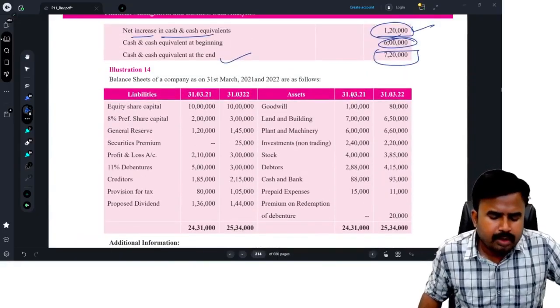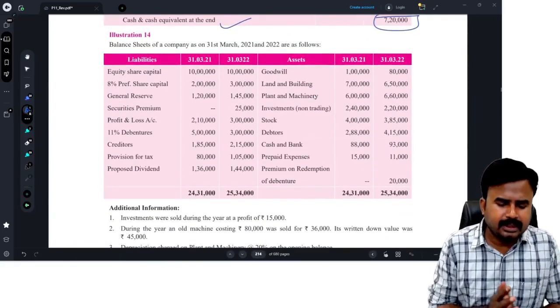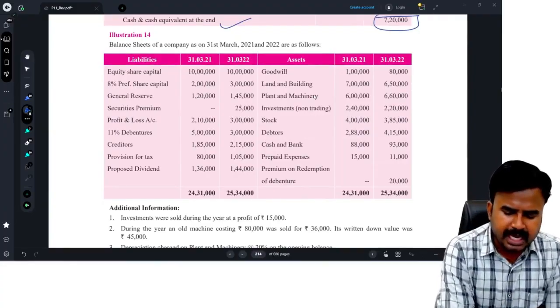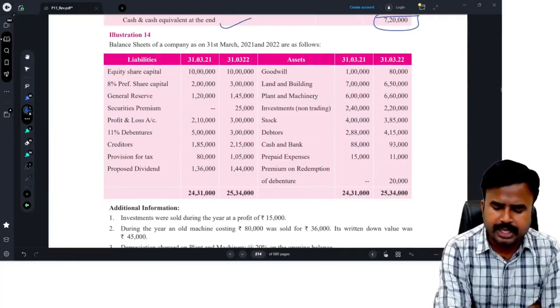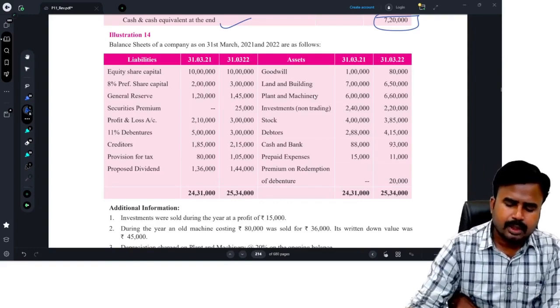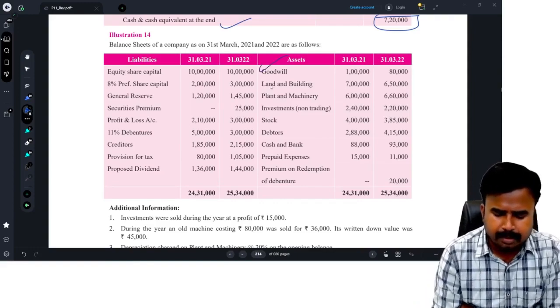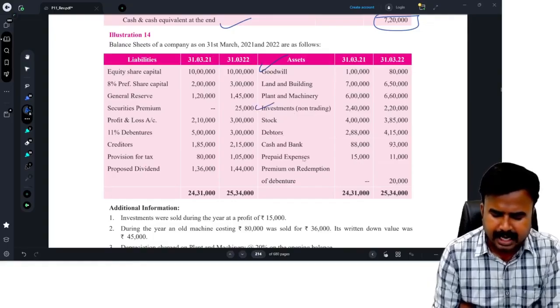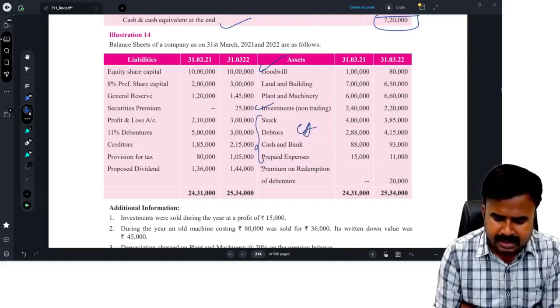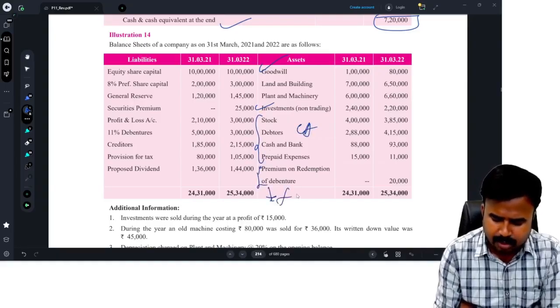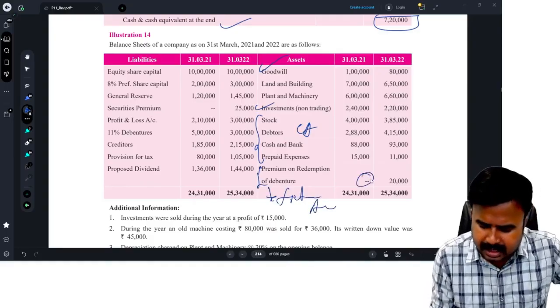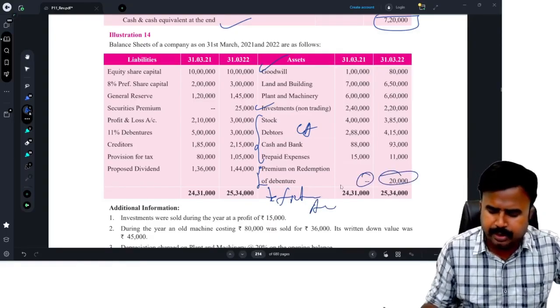Now let us go for problem number 14. This is an indirect method. Balance sheets of a company as on 31st March 2021 and 2022 are as follows. Goodwill, intangible asset, land and buildings, plant and machinery, fixed assets, investments, stock, debtors, cash and bank balance, prepaid expenses. All these four items are current assets. Premium on redemption of debentures is a fictitious asset. Opening balance nil, closing balance 20,000. So this is generated during this year.